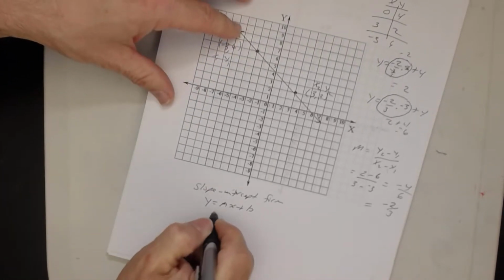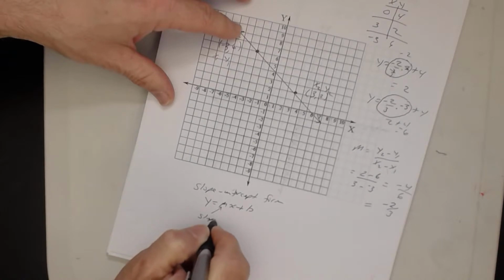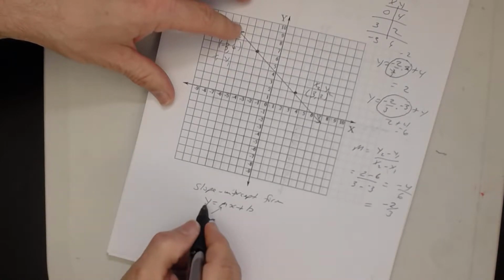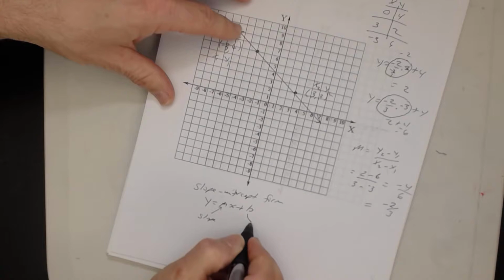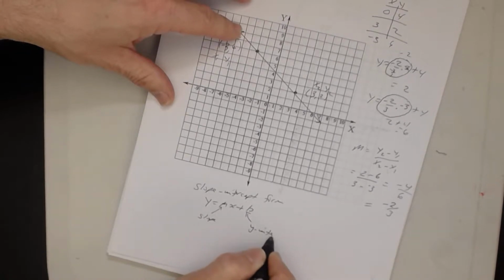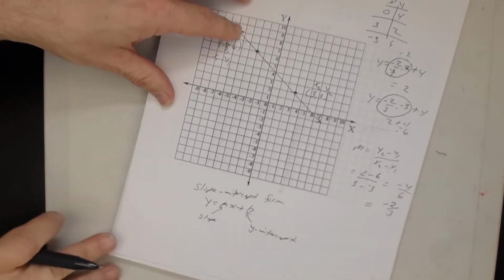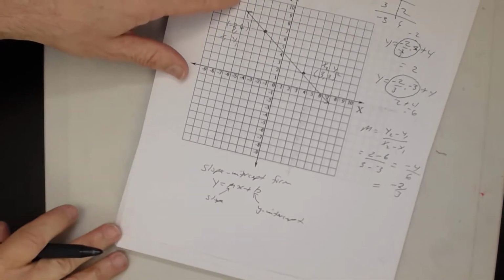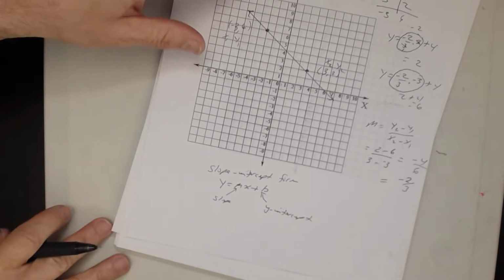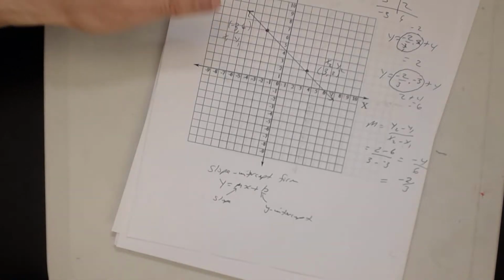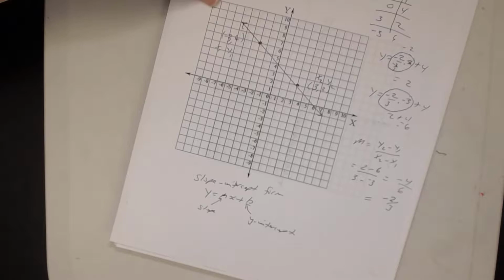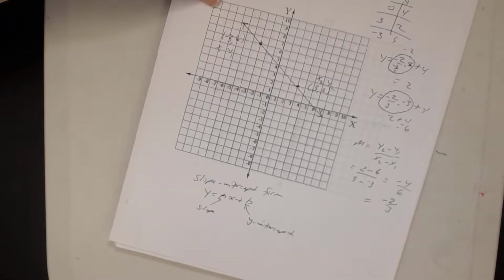So this is your slope, because this is a y right here. That's why. And this is your y-intercept. Okay? All right. Now, so you know now, whenever y is by itself, you can easily determine the slope and the y-intercept, right? Okay.